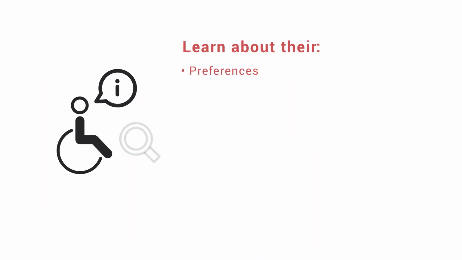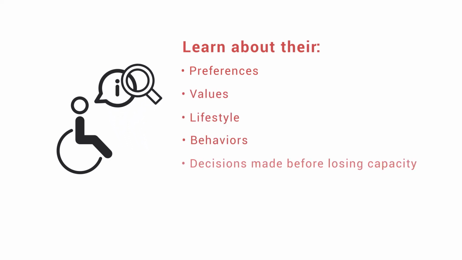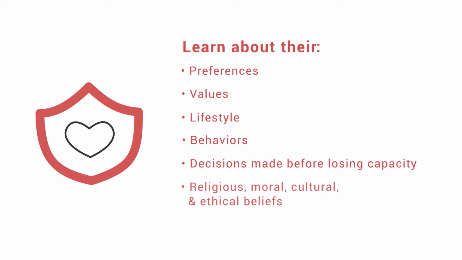If you don't know how the disabled person would decide, you'll need to do a little legwork. Learn about their preferences, values, lifestyle, and behaviors, as well as the decisions they made before losing capacity. Speak with people who know the disabled person's preferences, such as family, friends, caregivers, or clergy. Finally, consider the person's religious, moral, cultural, and ethical beliefs.